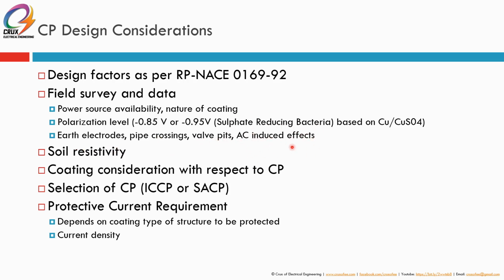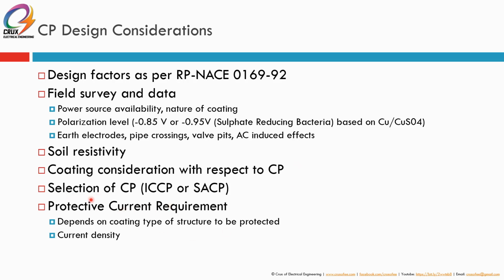This AC induced effects is mainly from if you are installing your pipeline along or near an intersection of a high voltage transmission line. Third is soil resistivity. This one will determine, but for ICCP this is not really an issue. Basically you can just install at any depth. You just need to apply the right voltage and current. And then the selection of the coating consideration with respect to CP. Different coatings will end up with different corrosion rate annually. So the better the coating, smaller corrosion rate will be assumed annually.